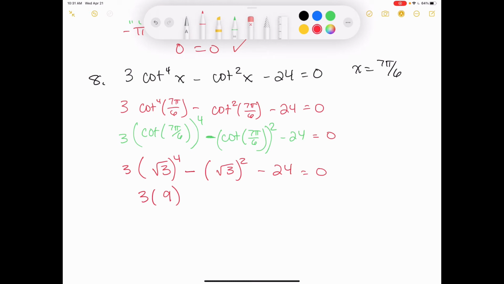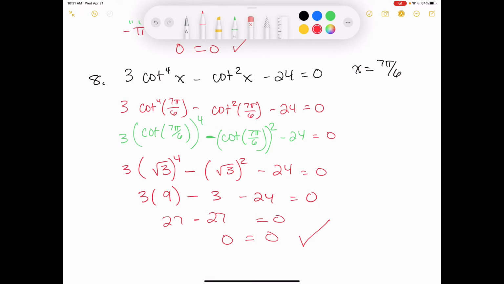If you want to do this all as one step, that's fine. I'm just going to break it up just so we see what's happening as we go. Minus, the square root of 3 times square root of 3, we said is 3. Minus 24 is equal to 0. So this is 27 minus, that's going to be 27 there, is equal to 0. 0 equals 0, so that one worked.